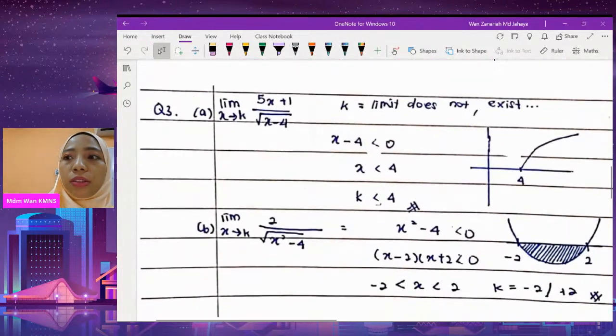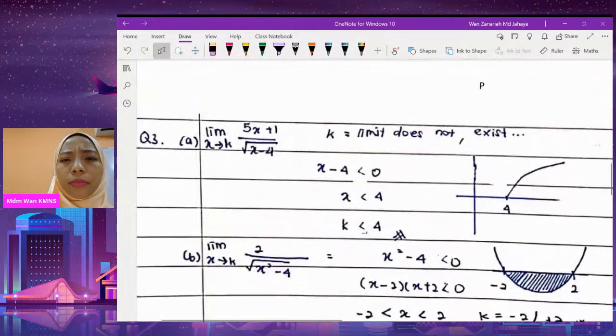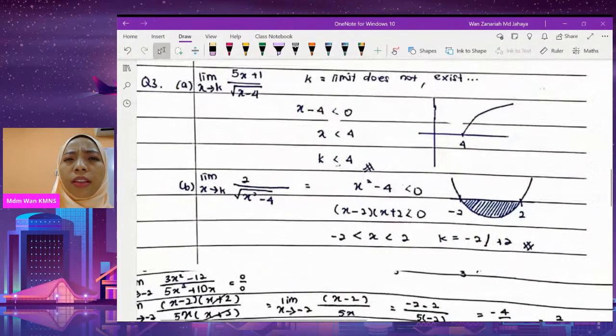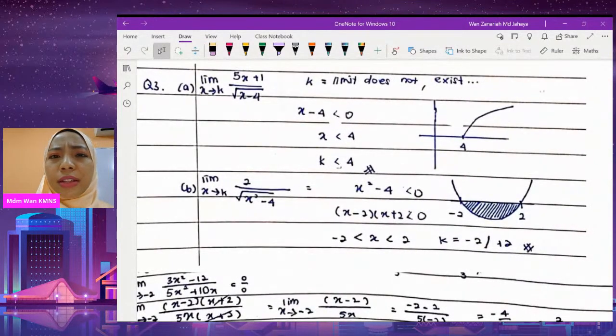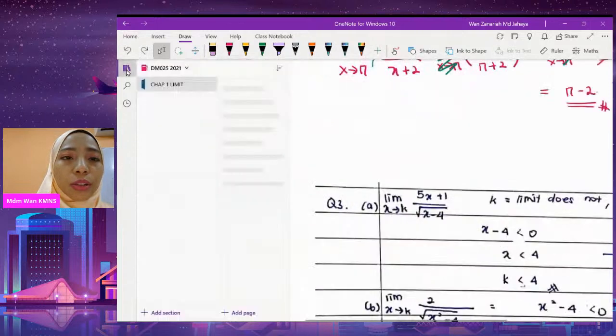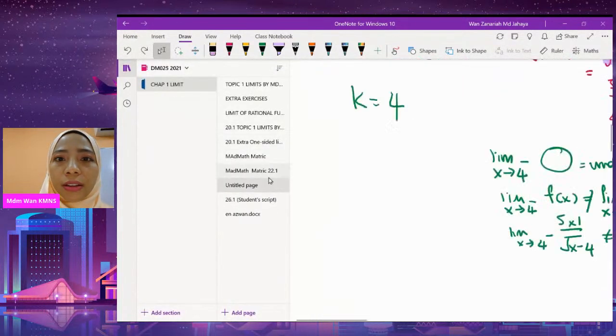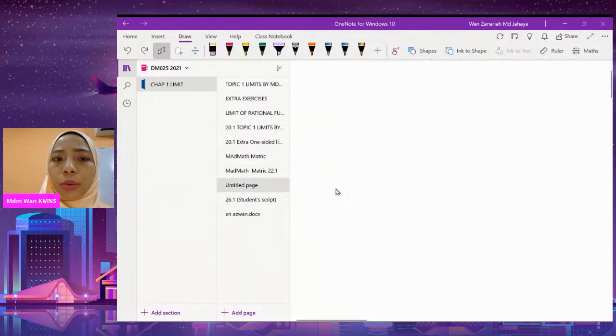Okay, now question 3. Ini question 3 ni I have discussed with you actually, but I want to present it once again because some of you are not clear yet. Okay, I try to find the question again. Where is the question?